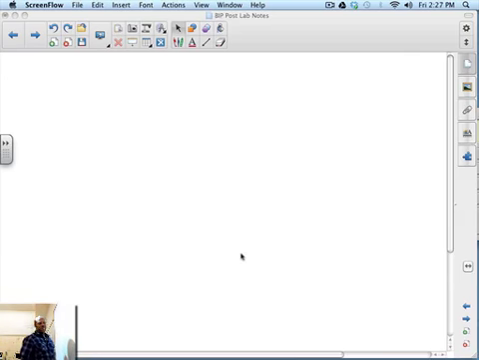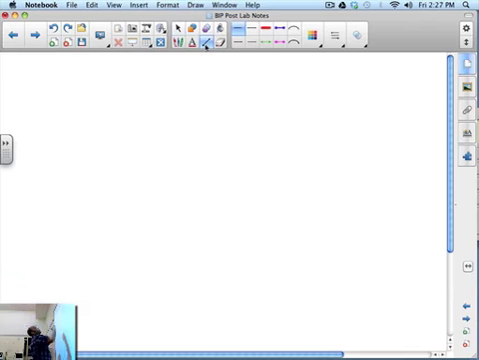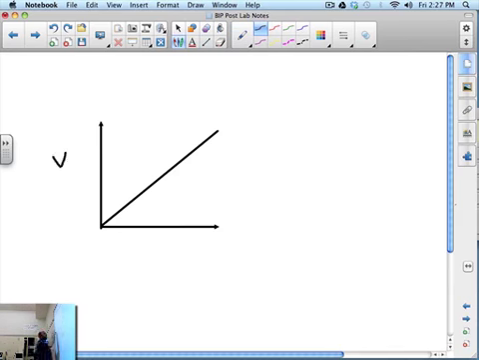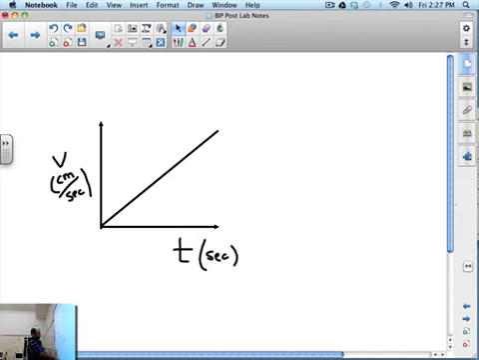All right, so let's say you've got your velocity time graph, and it looks something like this, right? Label this velocity, centimeters per second, time in seconds, all right? And your intercepts were really close to 0, so I'm going to pretend they were 0.